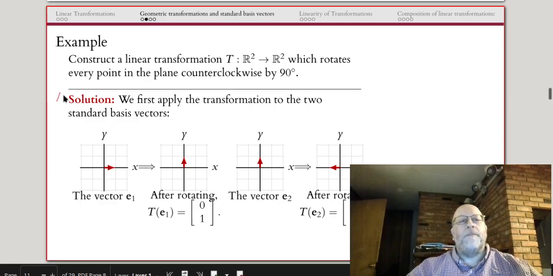So here's our solution. We apply the transformation to the standard basis vectors. When I take e1 and I rotate it counterclockwise 90 degrees, it's now pointing straight up. And so the coordinates after rotating are 0, 1. And then if I start with the vector e2, which points in the y direction, and rotate it 90 degrees counterclockwise, it's now pointing to the left. And after rotating, its coordinates are negative 1, 0. I'm going to make use of these coordinates on the next slide.